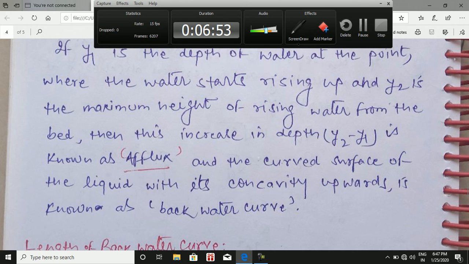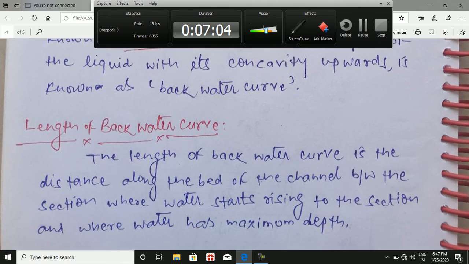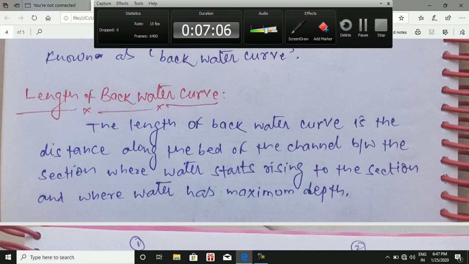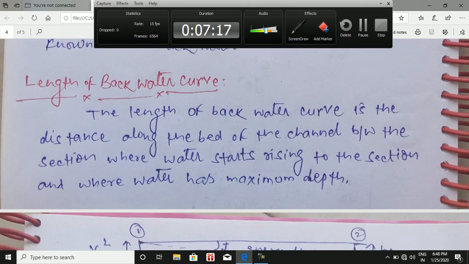It means when we get the afflux y2 minus y1, then a curve is drawn. That concave curve is known as backwater curve. Now, the length of backwater curve. The length of backwater curve is the distance along the bed of the channel between the section where water starts rising and the section where water has maximum depth. So this is the length.